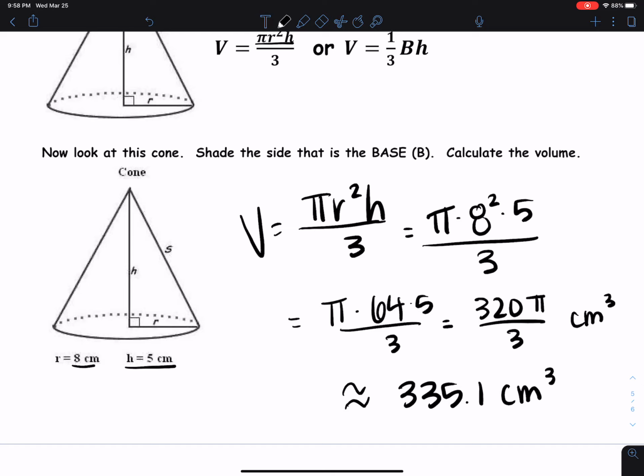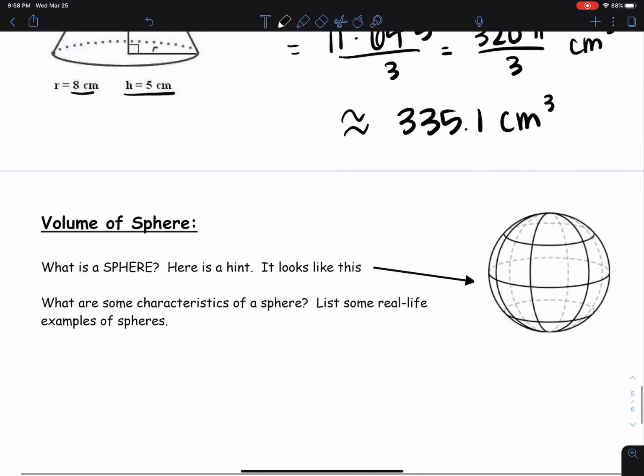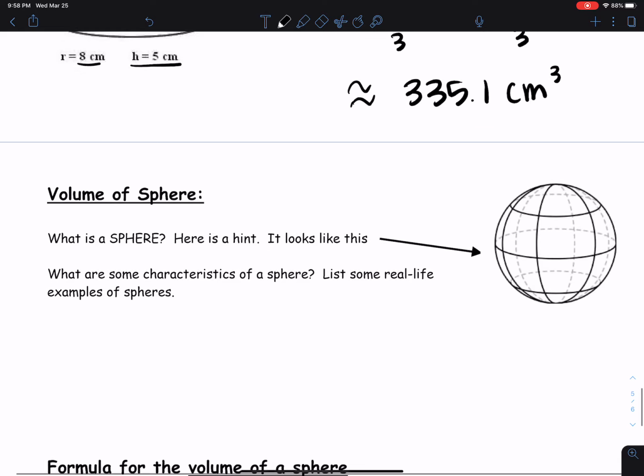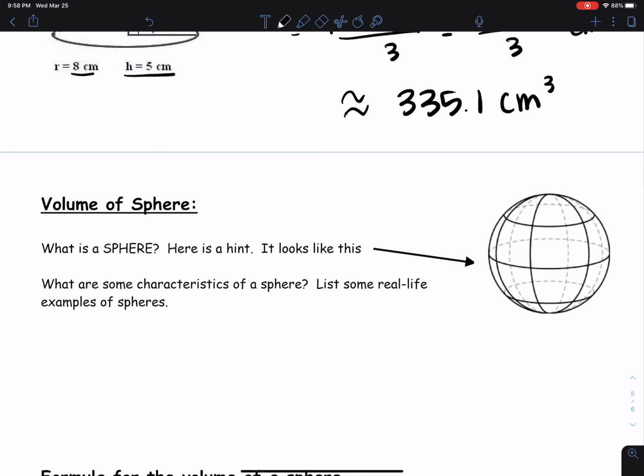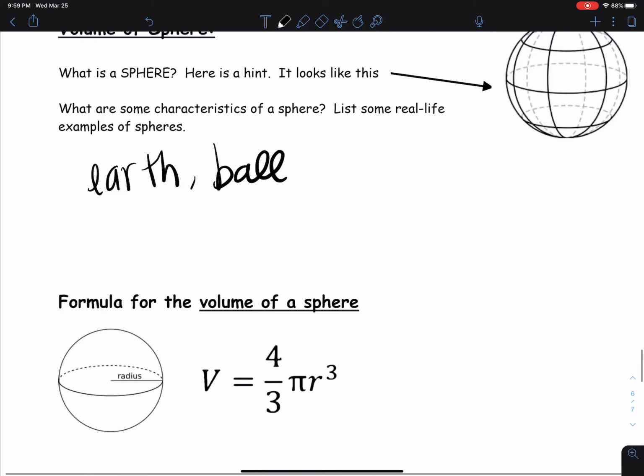The last volume that we're going to go over is the volume of a sphere. So this is a sphere, and it says, what are some characteristics of a sphere? List some real life examples of spheres. So go ahead and write down an example or two. Some examples could be like the earth or a ball, right? Those are some examples of real life spheres.